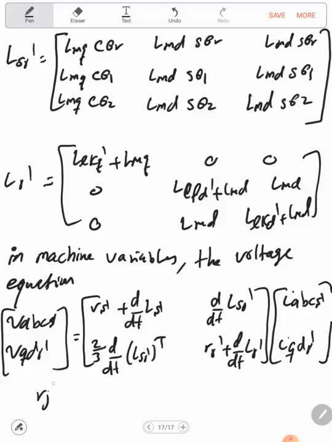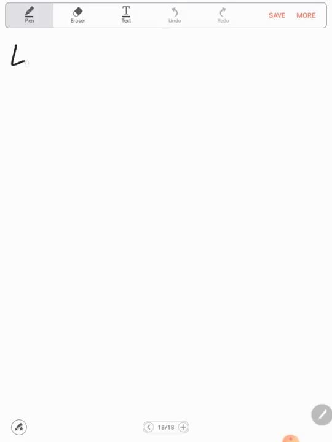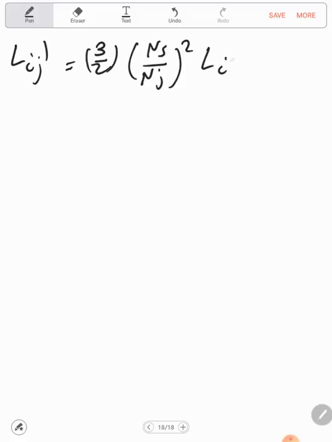Now RJ dash, which is the rotor resistance referred to the stator, is equal to 3/2 (NS over NJ) squared RJ, and J here can be KQ, KD or FD, and the inductance LIJ dash equal to 3/2 (NS over NJ) squared LIJ.